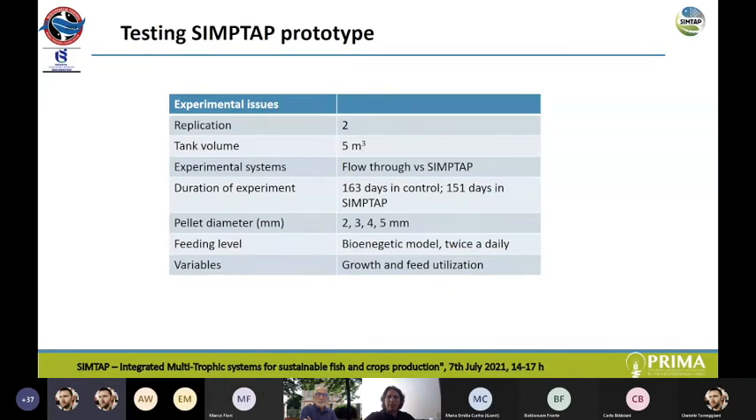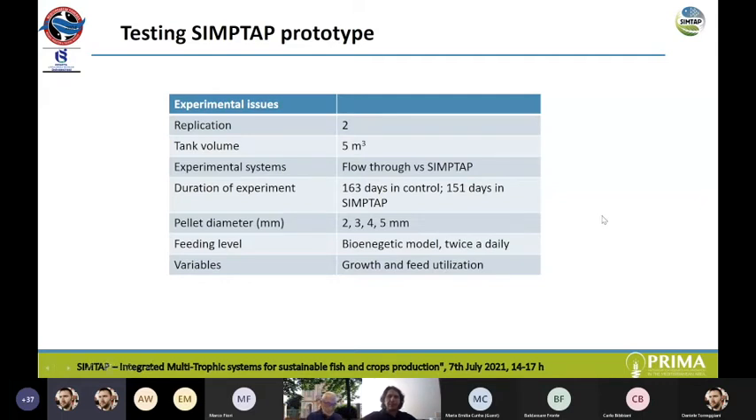We had an accident in the SIMTAP system, so we restocked the fish. I will tell you later about the details. And then we used the commercial diets in this test, for starting from 2 millimeters to 5 millimeters in diameter. Feeding level, daily feeding level, I mean, was set at a bioenergetic model, and then we gave the feed twice a day. And the main responses in the test were growth and feed utilization.